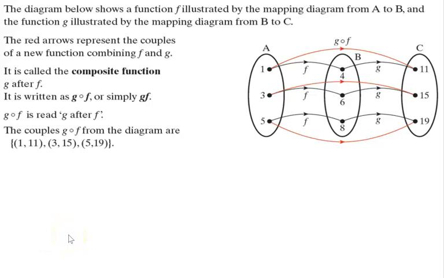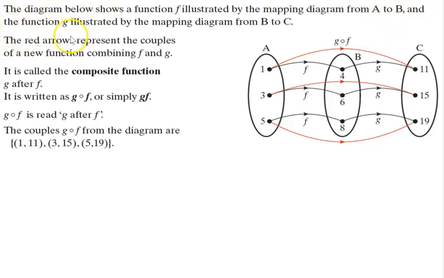Composition of functions, part 1. The diagram below shows a function f illustrated by the mapping diagram from A to B. So we have A, the elements 1, 3, and 5. The function is mapped to B. We don't know what the function is as such, but the elements of B are 4, 6, and 8. So 1 maps to 4, 3 maps to 6, 5 maps to 8. So the function has been applied to 1, 3, and 5 to get 4, 6, and 8.